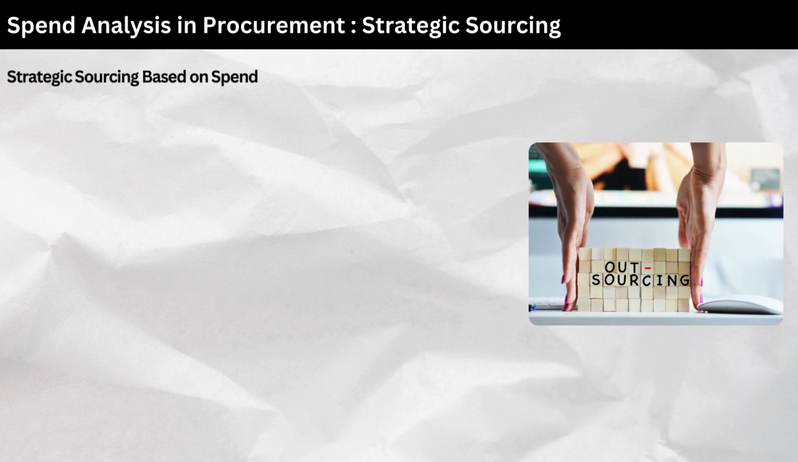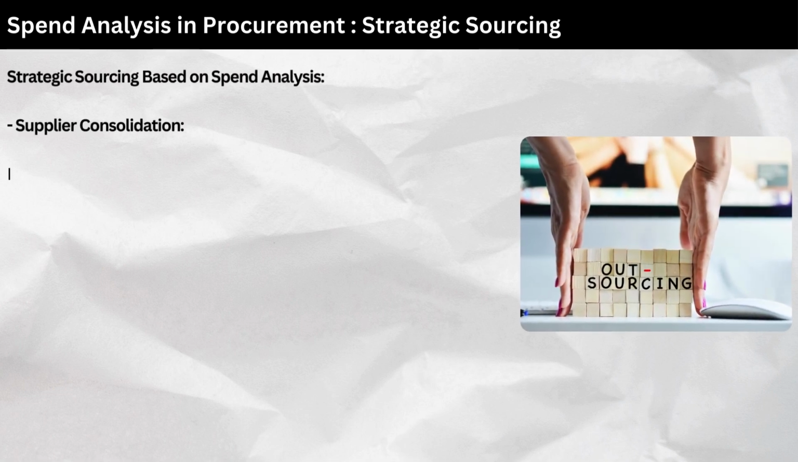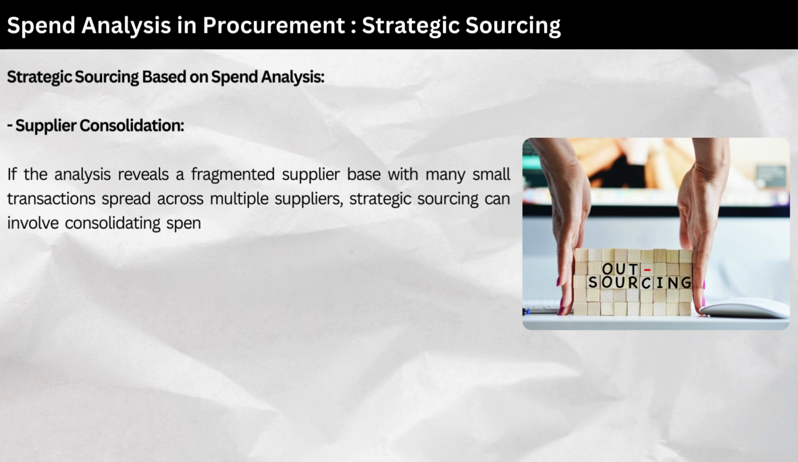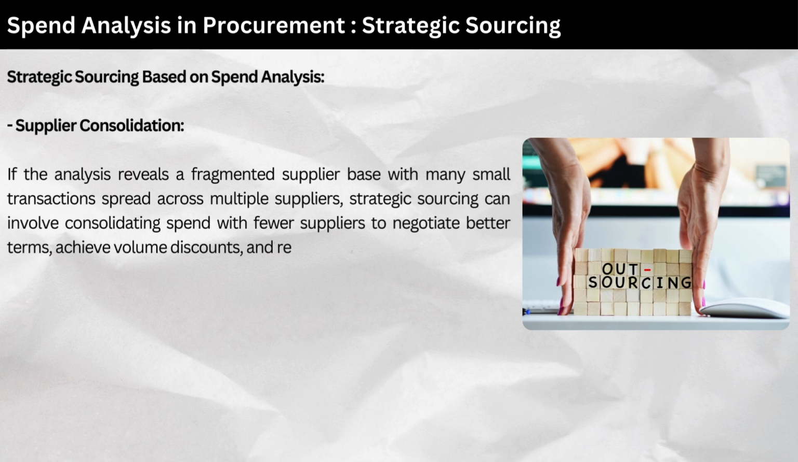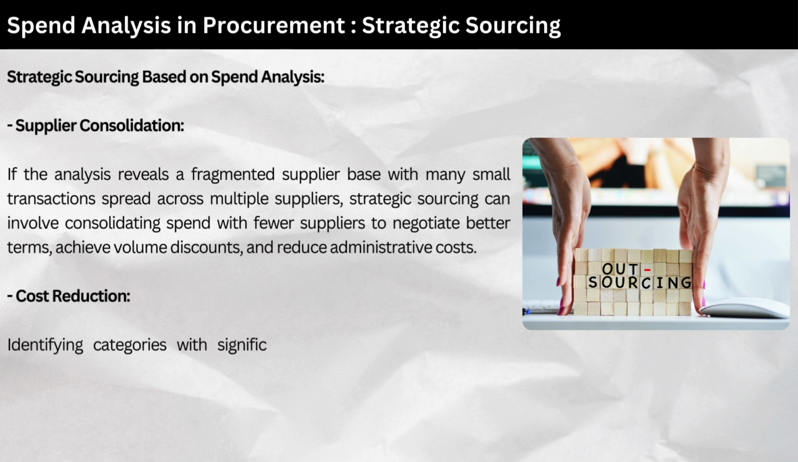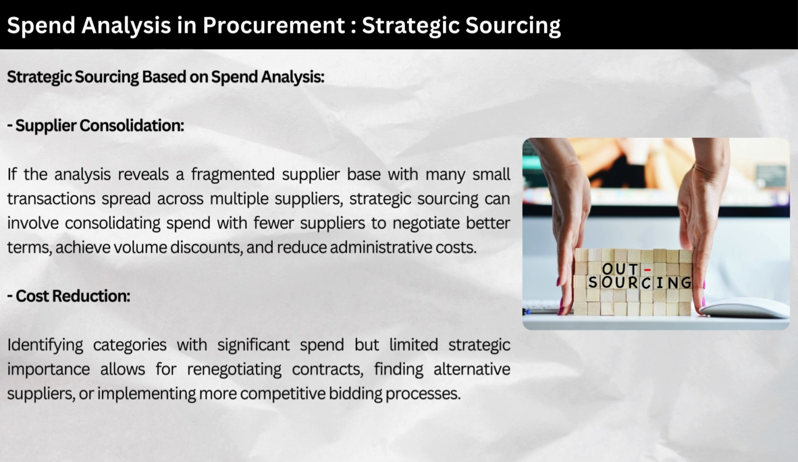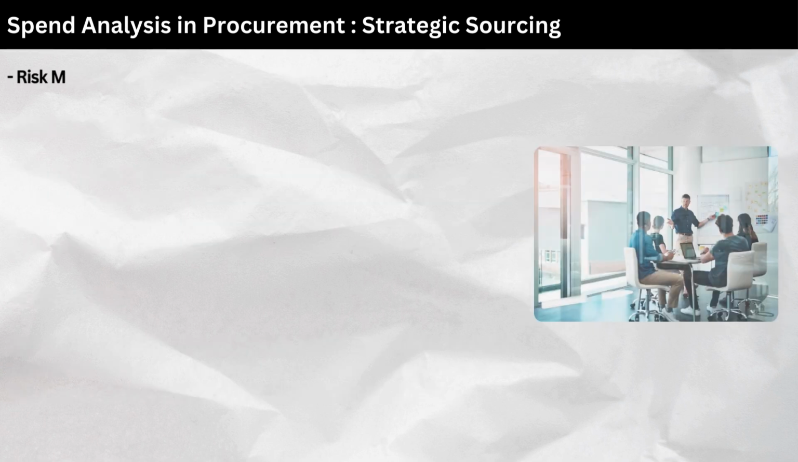Strategic sourcing based on spend analysis. Supplier consolidation: if the analysis reveals a fragmented supplier base with many small transactions spread across multiple suppliers, strategic sourcing can involve consolidating spend with fewer suppliers to negotiate better terms, achieve volume discounts, and reduce administrative costs. Cost reduction: identifying categories with significant spend but limited strategic importance allows for renegotiating contracts, finding alternative suppliers, or implementing more competitive bidding processes.